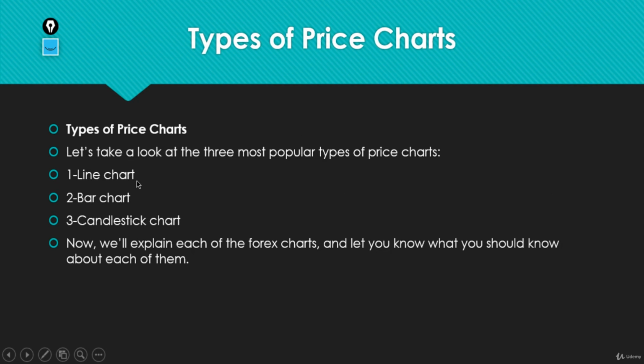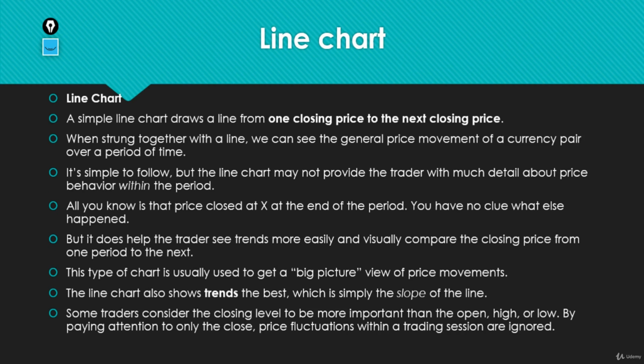Now we come to the more fun part, the types of price chart. Let's take a look at the three most popular types of price chart. The first one is the line chart, the second one is the bar chart, and the third one is the candlestick chart. Now we will explain each of the forex charts and let you know what you should know about each of them.